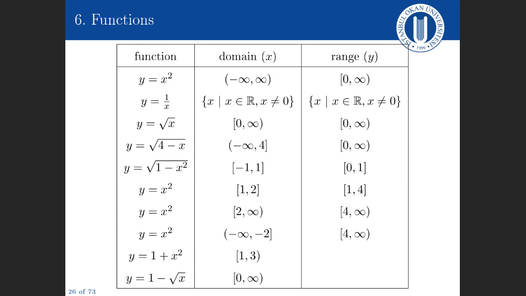And the final two, y is 1 plus x squared, for x between 1 and 3. If x is 1, we get 1 plus 1 squared, which is 2. If x is 3, we get 1 plus 9, or 10. So y is equal to 1 minus the square root of x. We can have any number between minus infinity and 1.